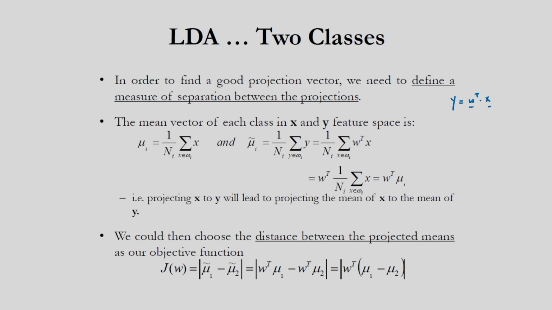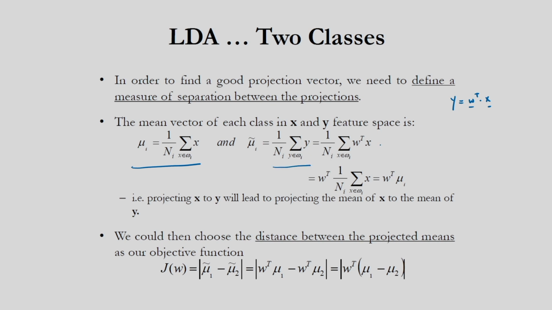So I am getting the scalar y. First, the mean vector of each class in x and y feature space I can determine. So mu i I can determine because I have ni number of samples. I can determine the mean of x corresponding to a particular class, and I can also determine the mean of the projected data. So y is the projected data. So mu i tilde, that I can determine.